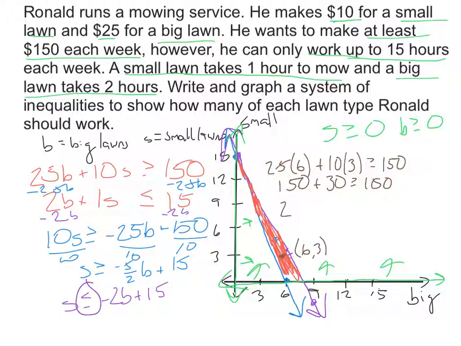And do I have enough time to do that? So 6 big lawns times 2 hours plus 3 small lawns times 1 hour, is that actually going to be less than or equal to the 15? So I get 12 plus 3, which is less than or equal to 15. It's the same thing. So that one would work. So 6, 3 would be one solution. And that's basically how you would find the others. You see anything shaded in red, you would expect it to be able to work for Ronald and his lawn service. And we are done.